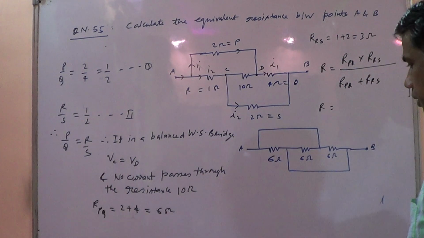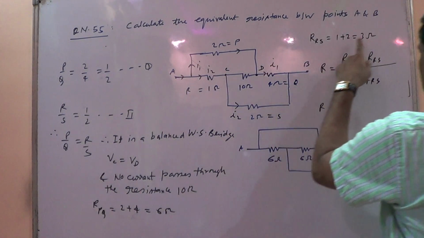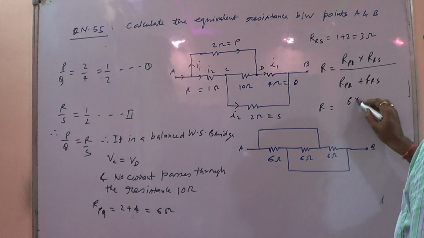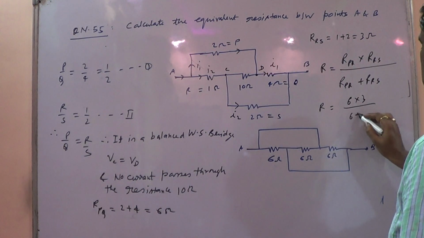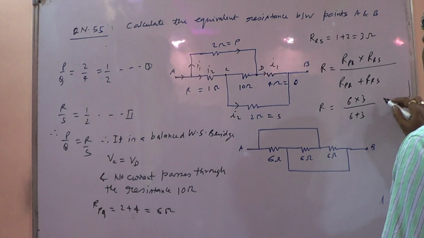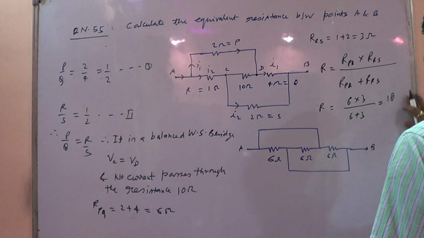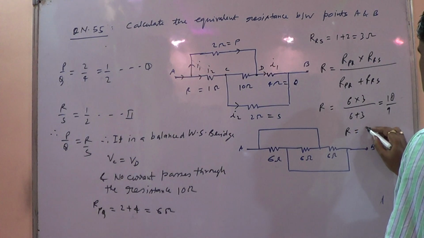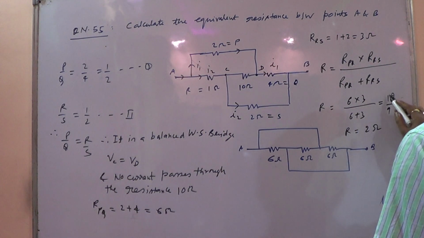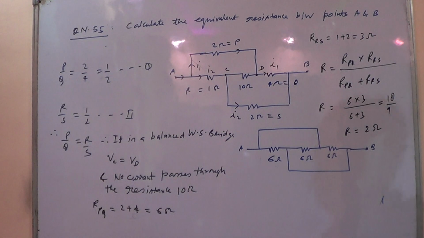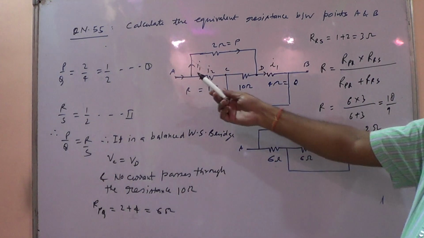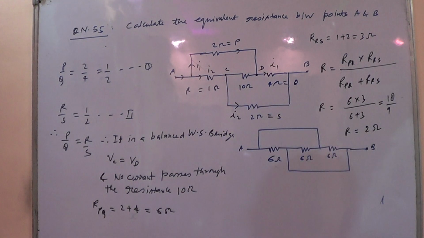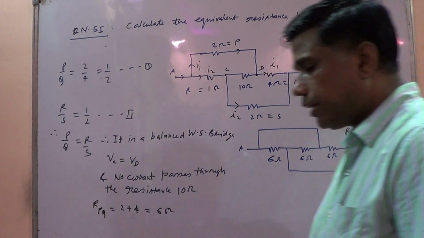So its value will be 6 into 3 by 6 plus 3. Student, it will be 18 by 9. So the equivalent resistance is 2 ohm. So student, the equivalent resistance in this diagram between point A and B is 2 ohm. Write it.